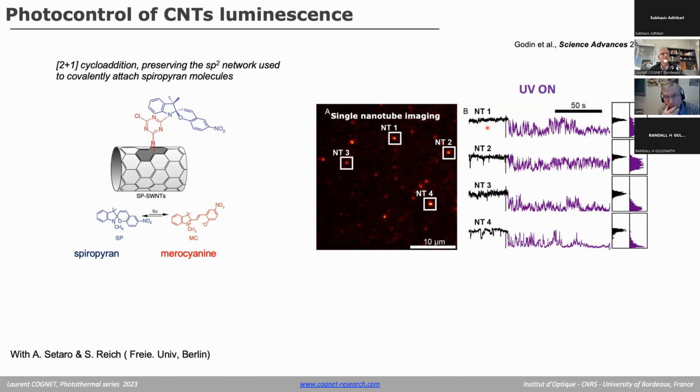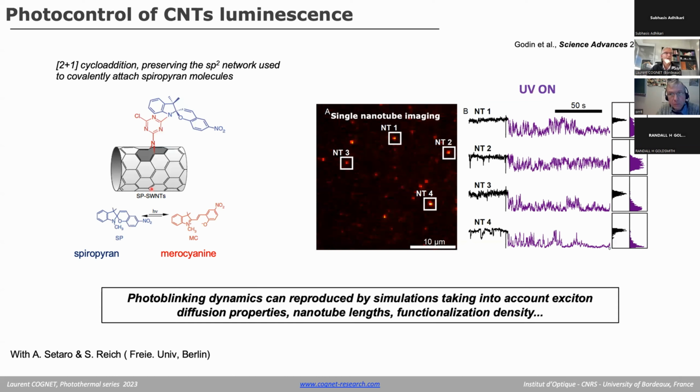so that's what we are doing here. We have different nanotubes here. Those are their photoluminescence. And when we put the UV on, you see that the photoluminescence starts to flicker. This comes from the spiropyran merocyanine transition. In the merocyanine form, you have a local quenching of the photoluminescence of the nanotubes. We analyzed the photoblinking dynamics by simulation, taking into account exciton diffusion properties, nanotube length, functional density, etc. And we can totally reproduce this behavior.